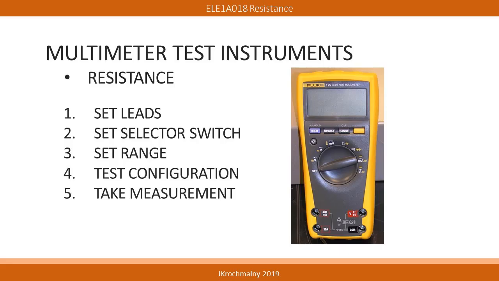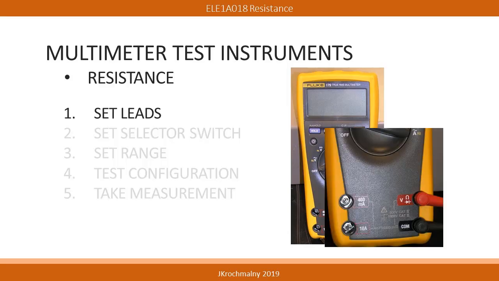The process to configure the multimeter to read resistance involves 5 steps. Number 1, set the leads. Number 2, set the selector switch. Number 3, set the range. Number 4, test the configuration of the meter for resistance. And then number 5, take the measurement.